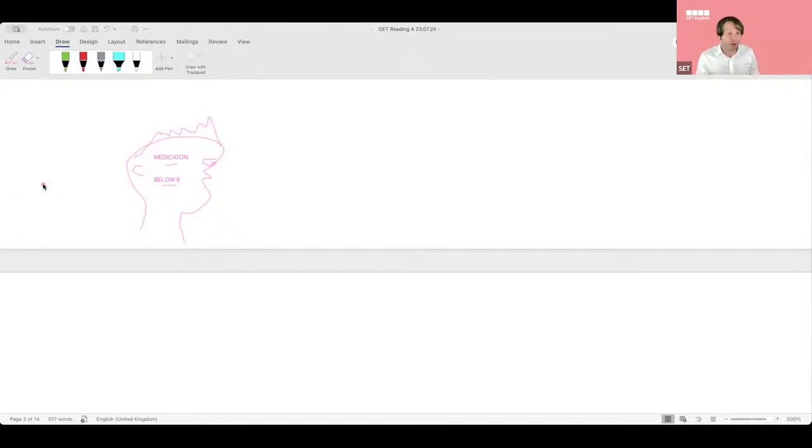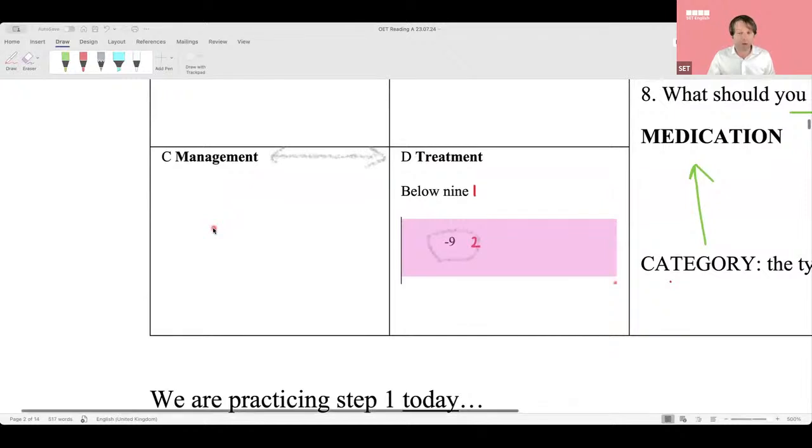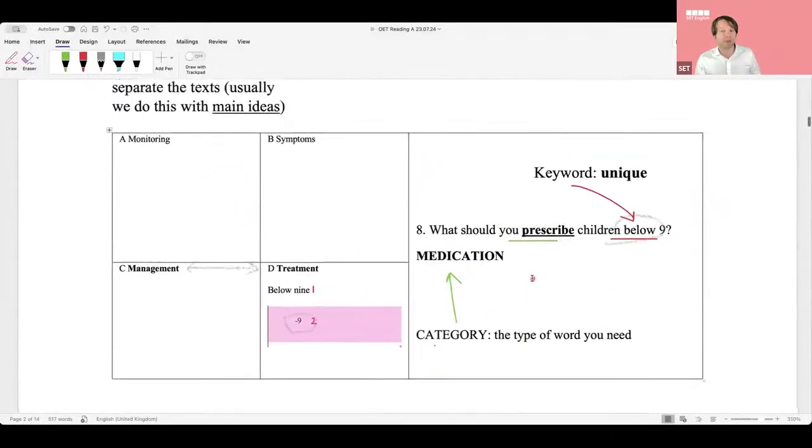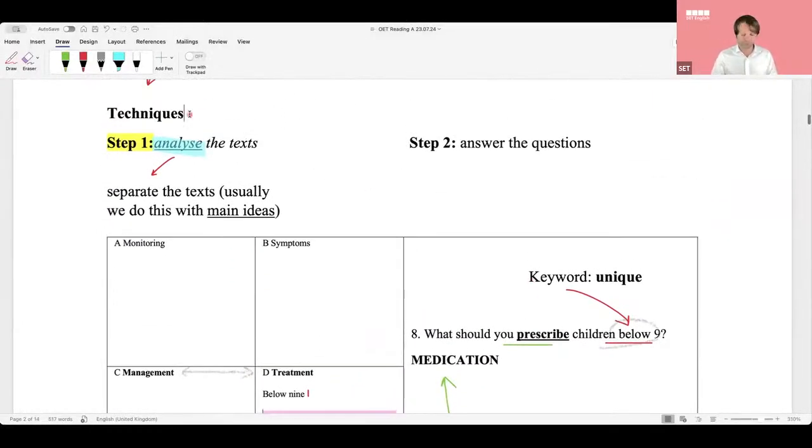And tomorrow I'll demonstrate this. I'll demonstrate it tomorrow. It does work well. Today, though, we're not focusing on step 2, okay? This is just an overview. What are we focusing on today?